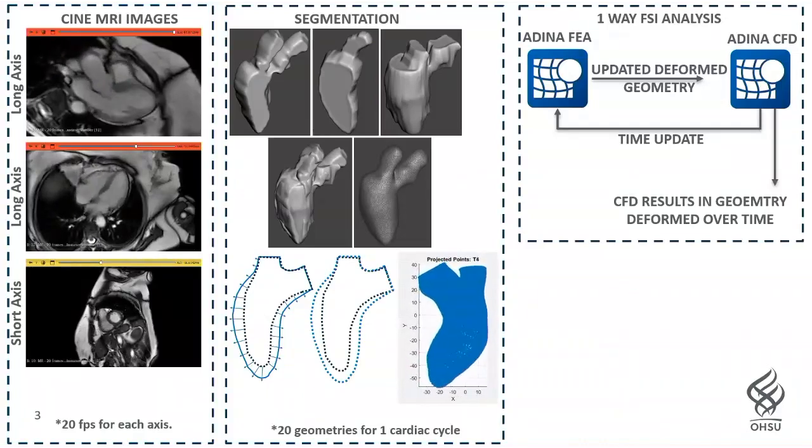It has 3 axes, 1 short axis and 2 long axes, and each axis has 20 frames per second. It can also provide geometrical information. We can do 3D segmentation out of the 3 axes. We can see the 3D segmented geometry for the first time step out of the 3 axes, and then this is a combined version of these 3 segmented geometries.